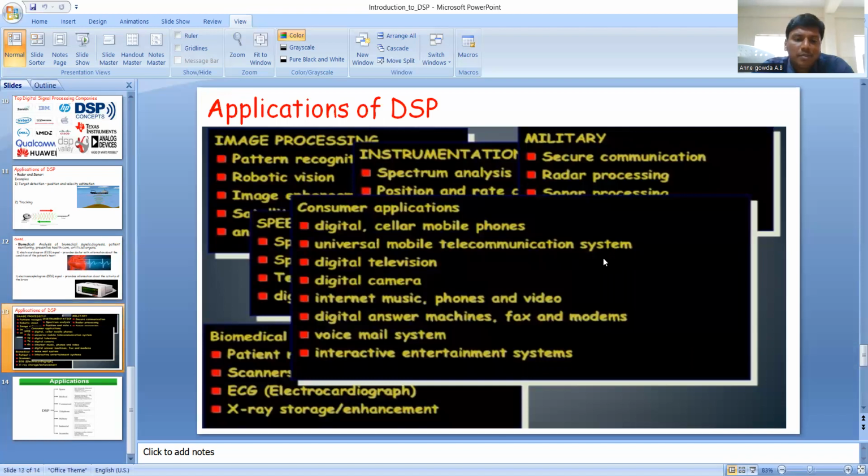And as I said, it is difficult to list the applications of DSP in one or two slides. DSP is used everywhere. Knowingly or unknowingly, we are using digital signal processing in our day-to-day life, starting from digital television, digital camera, internet, and mobile phone, that is cellular communication. Everywhere the role of digital signal processing is there. So it is very important for us to understand the basic concepts of digital signal processing, and we should have thorough knowledge of it, because it forms the fundamental for many of the subjects.